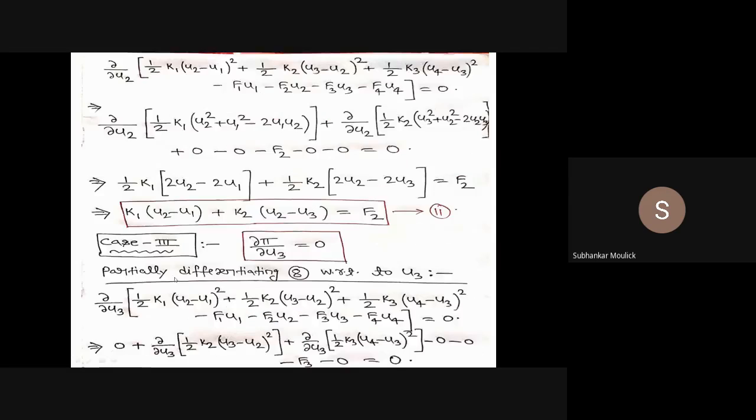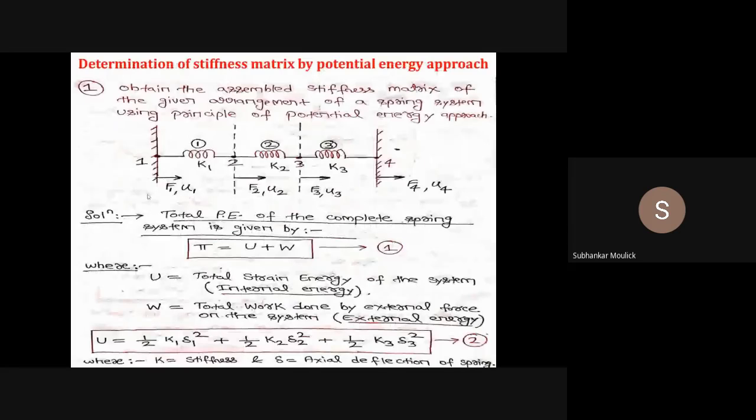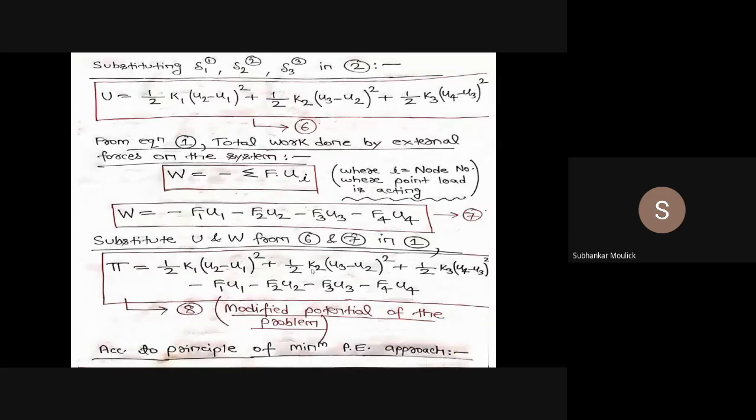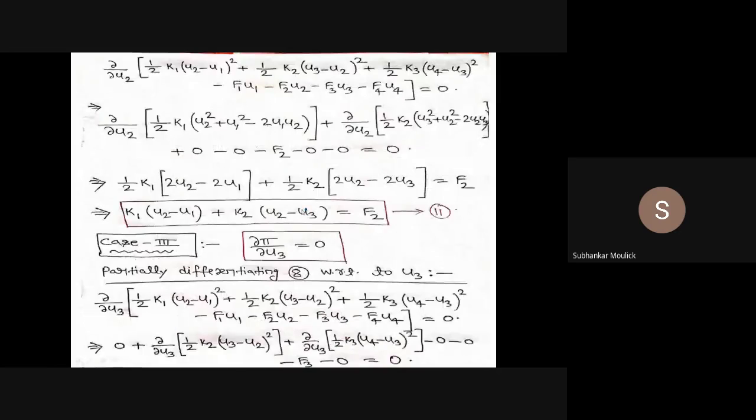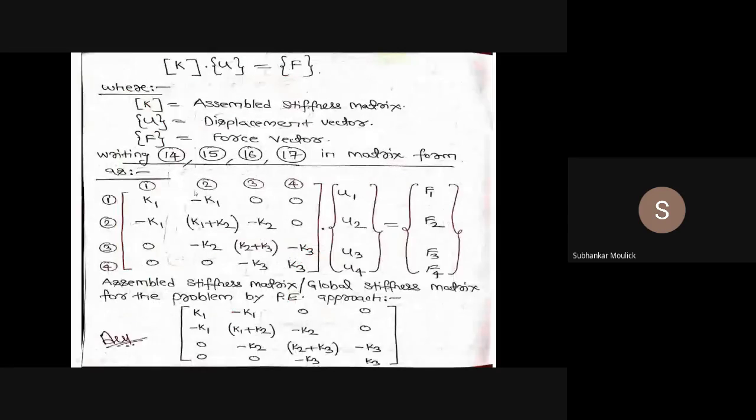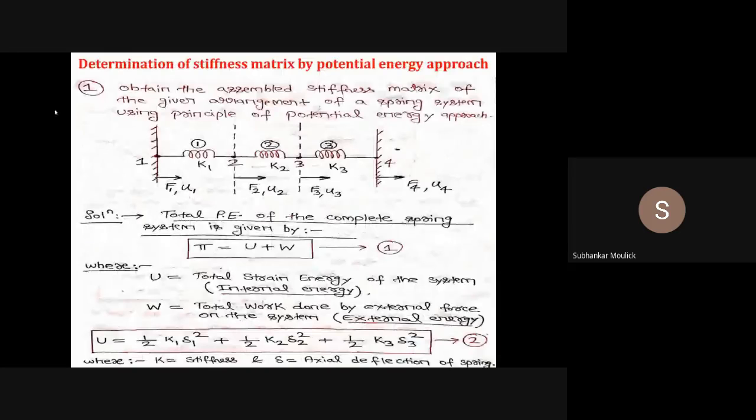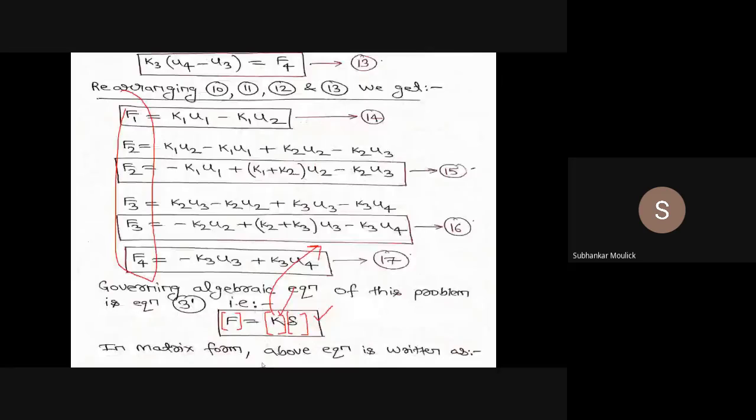If you see in the entire problem, a total of 4 nodes are there. You keep in mind that whenever we use this matrix method to solve the problem, the size of the final stiffness matrix will be equal to the number of nodes present in the given problem. Here a total of 4 nodes are present, so the size of the final stiffness matrix will be a 4 by 4 matrix.